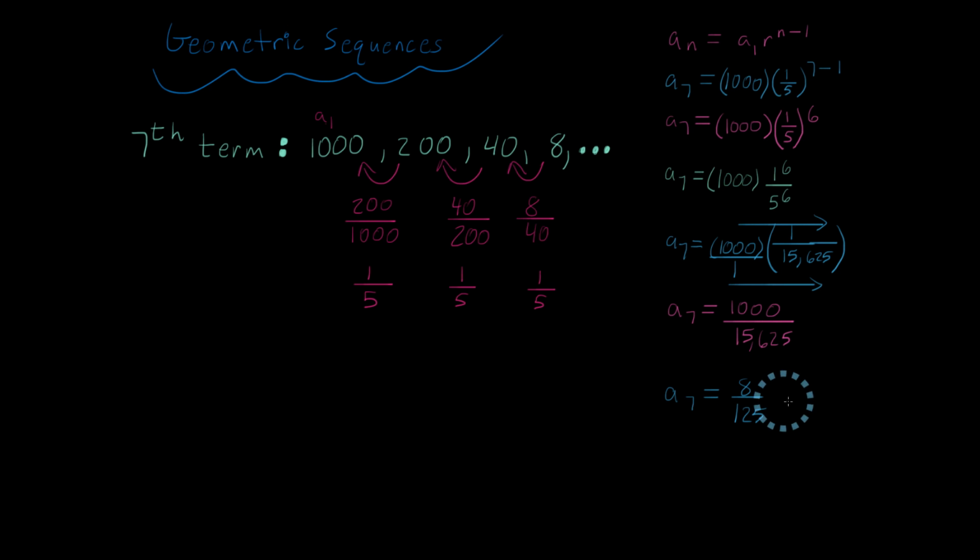That's one way of looking at the answer. The other way is looking at it as a decimal, 0.064. So in either case, the value in the 7th term is going to be either 8 over 125 or 0.064, and you can box that information up.